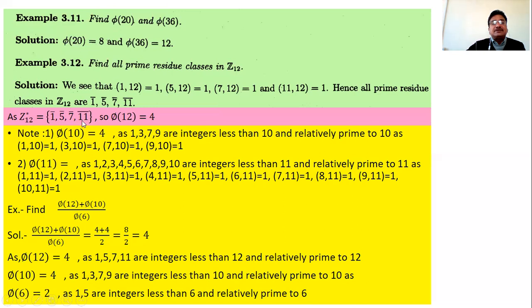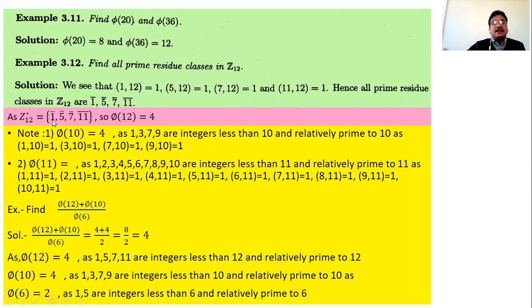Is 1 bar, 5 bar, 7 bar, 11 bar. So how can we find? The greatest common divisor of 1 and 12 is 1, and so 1 bar is a prime residue class. Then 2 bar is not a prime residue class, 3 bar is not, 4 bar is not. 5 bar is a prime residue class, because the greatest common divisor of 5 and 12 is 1. In this way, 7 and 12 have greatest common divisor 1, and so do 11 and 12. So 1 bar, 5 bar, 7 bar and 11 bar are prime residue classes because their inverse exists.